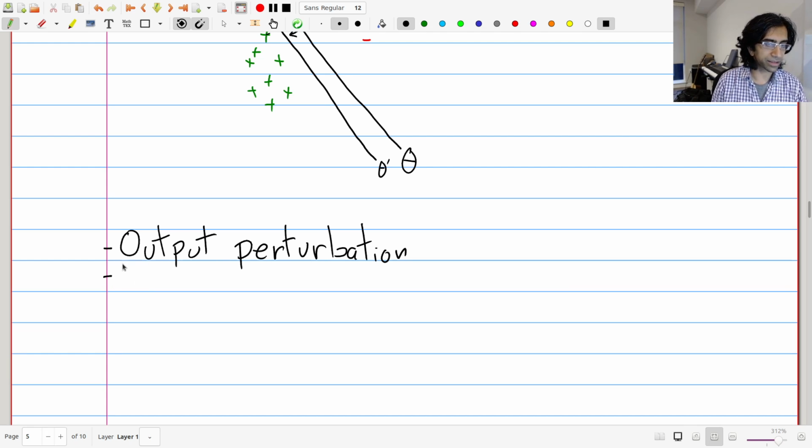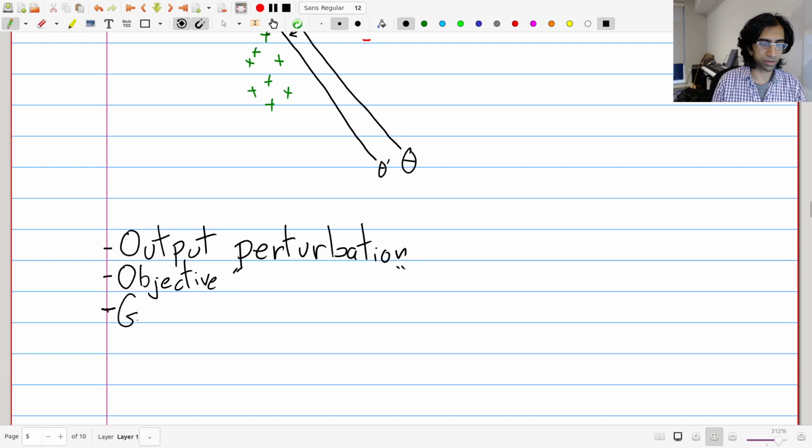The next approach we'll look at is objective perturbation. This is a little bit weird actually, and a little bit different from what you've seen before, but we don't actually add noise to the output of the function. This time we're going to take our loss function and add appropriately chosen noise to the loss function itself, and that will turn out to be differentially private.